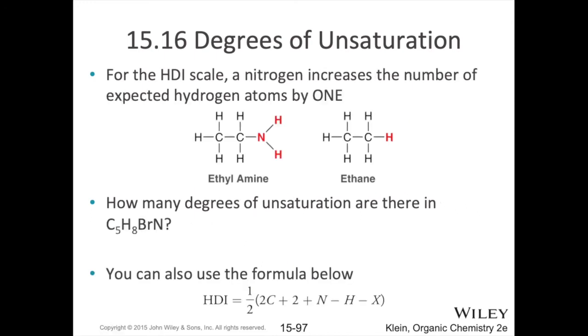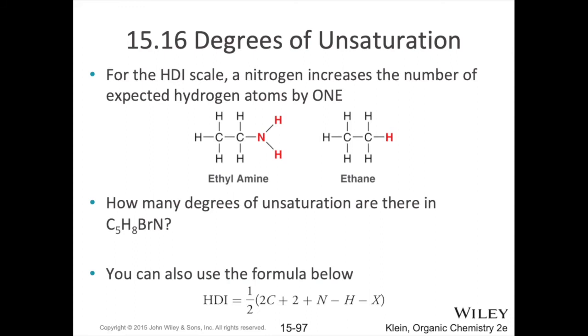In the case of a nitrogen, nitrogen increases your number of hydrogens by 1. Notice that without the nitrogen, we have 6 hydrogens in our ethane. As soon as you turn this into ethylamine, notice that in order for that nitrogen to have 3 bonds, you get an extra hydrogen. We have 7 hydrogens in this molecule now. So that's something to keep in mind if you have a nitrogen in your molecular formula.